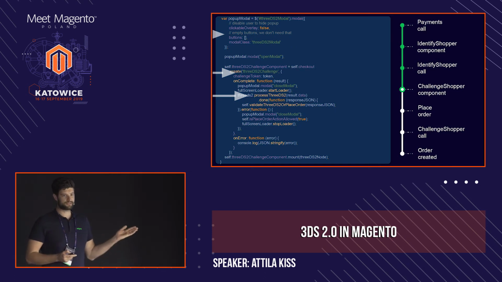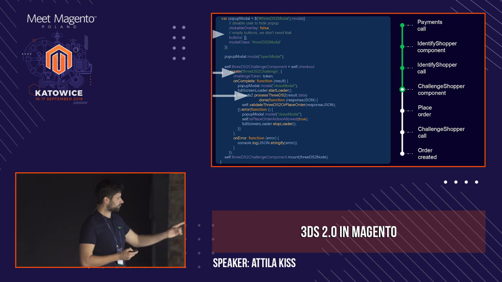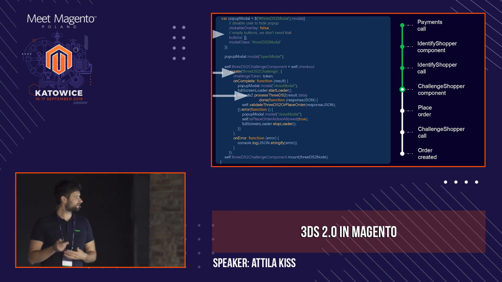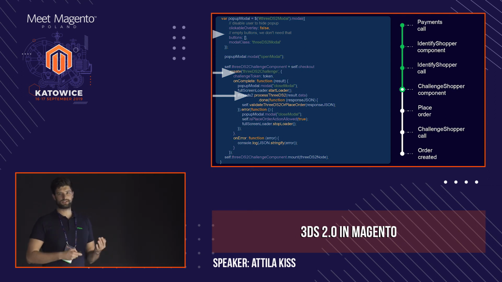But in this case, the challenge shopper is being triggered. Again, you can see the same token is being sent back, a challenge shopper token. The idea is the same as with the identify shopper component. You just have to pass it into the component, and the component is going to be rendered. We are going to render the issuer's challenge to the customer, and they can do the whole authentication.